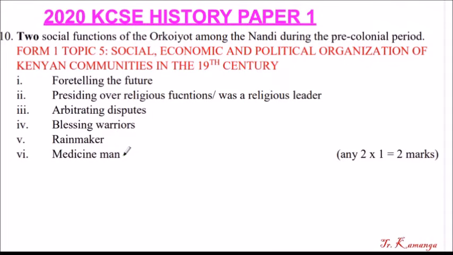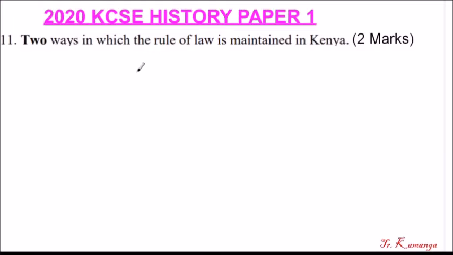Medicine men, they could treat people using the herbal medicine, which they were gathering from the forest. So that's how you answer question number 10. We go to question number 11. 2 ways in which the rule of law is maintained in Kenya.